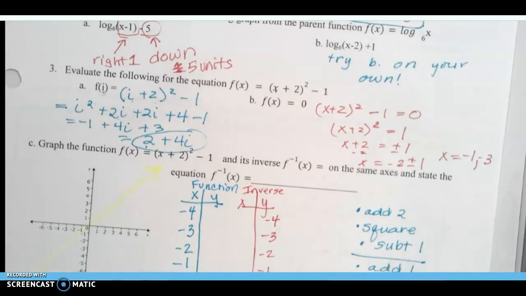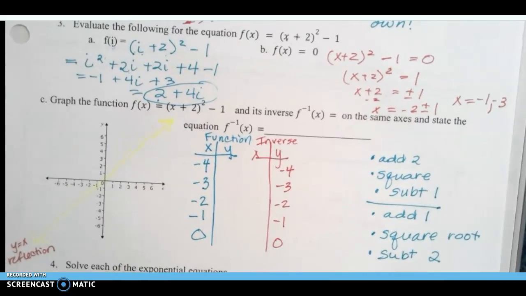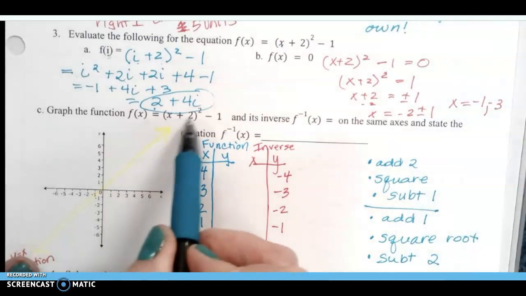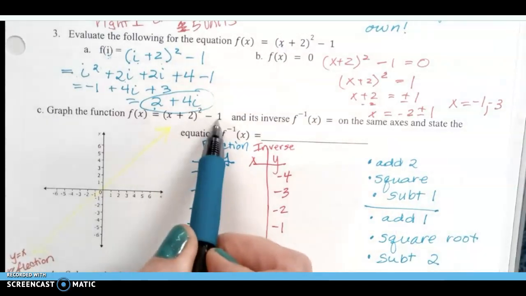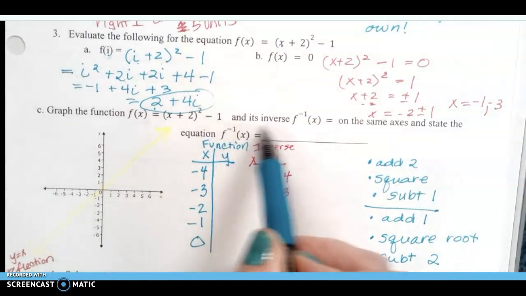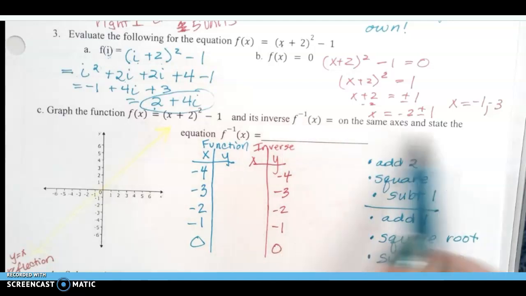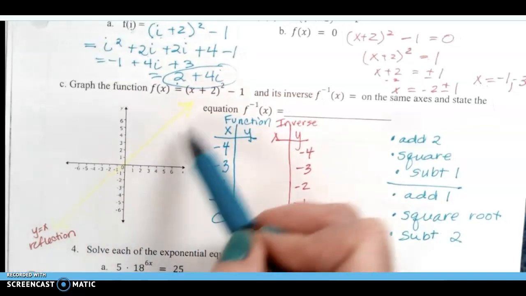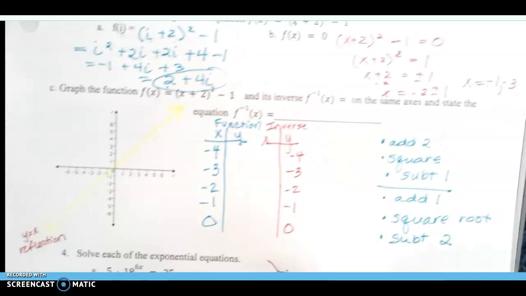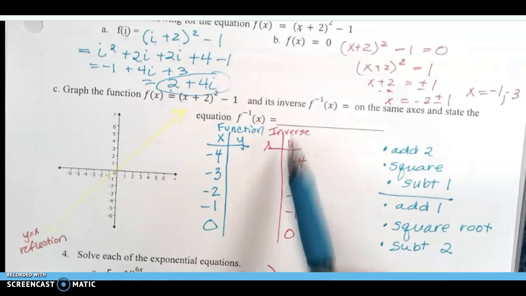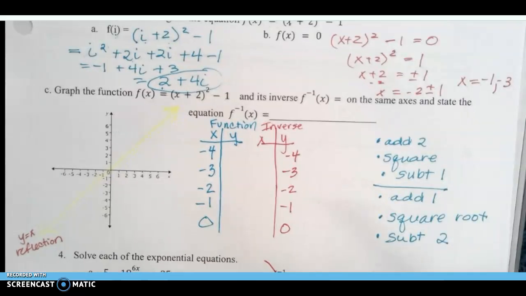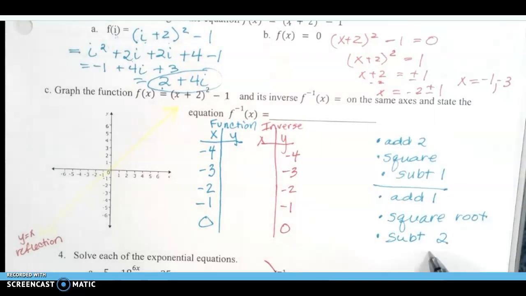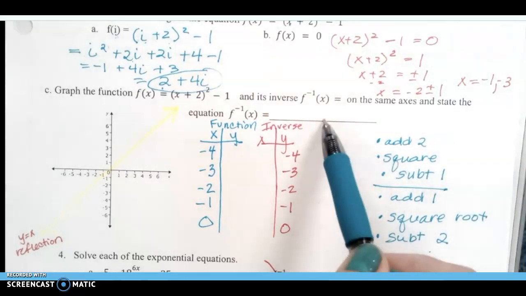All right, question C says we're going to graph the function x plus 2 being squared minus 1. Then we're going to find its inverse and graph it on the same axes. So you're going to see I already have my line of reflection here. I highlighted it. And then I'm going to fill out a table for both. You can get those on your graphing calculator. And then we're going to talk about inverse operations and write down our equation for our inverse.